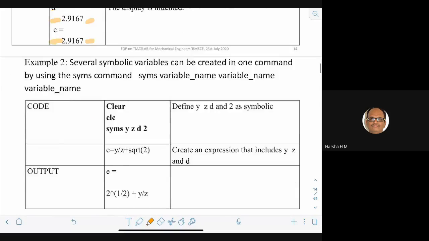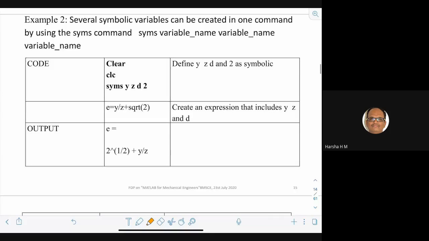Next, several symbolic variables can be created in one command by using the syms command, like putting syms here like this. You can say syms y z d 2. Now remember, I told you the symbolic variables can be even a number also. So by putting it like this, you are defining y, z, d, and 2 as symbolic variables. And therefore, when you write an expression, E is equal to y by z plus square root of 2, see, square root of 2 will come first, and of course y by z will come later. And this is the output, and there is no indentation here. So this E also automatically becomes a symbolic variable.